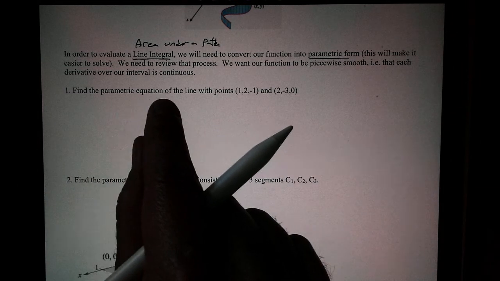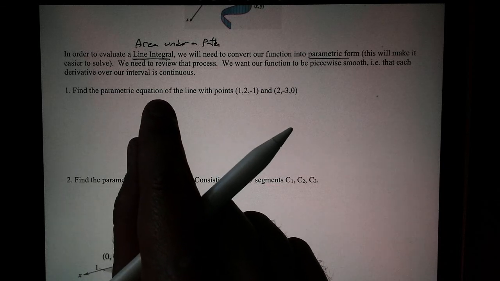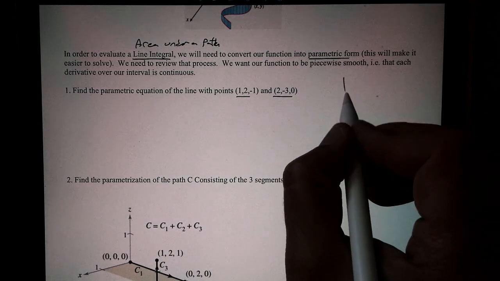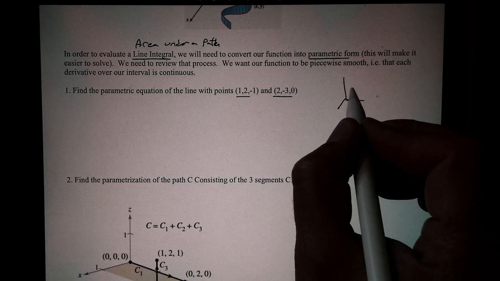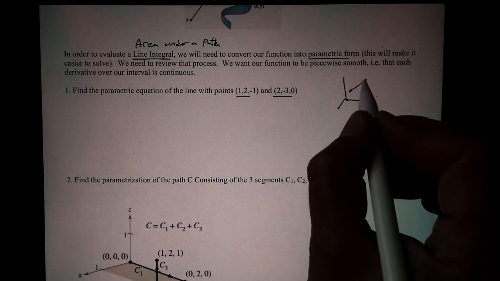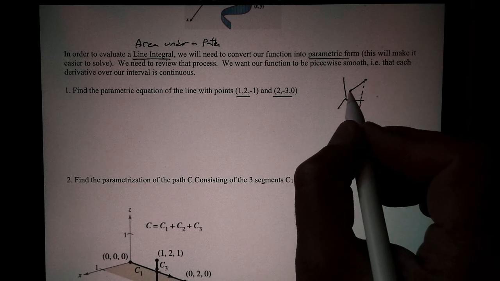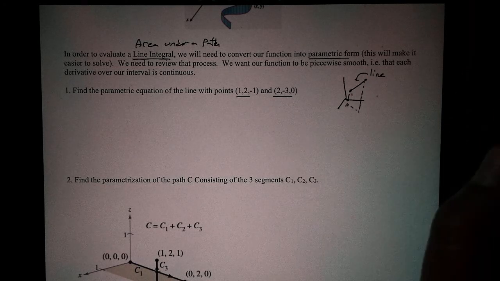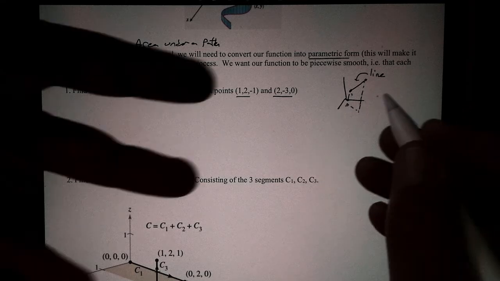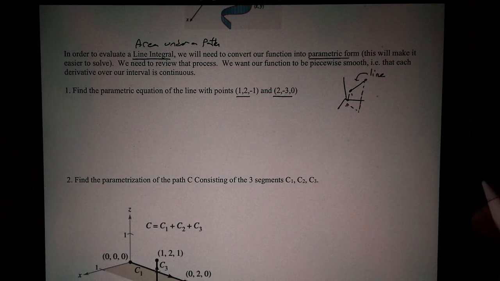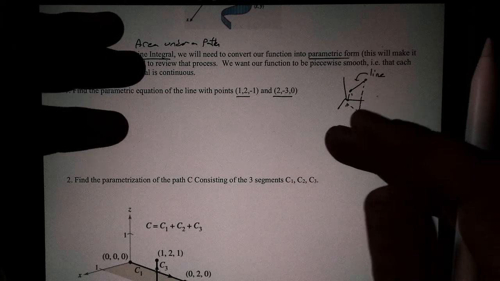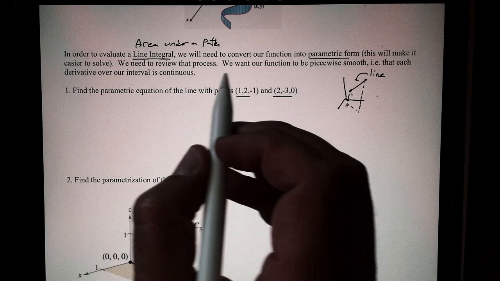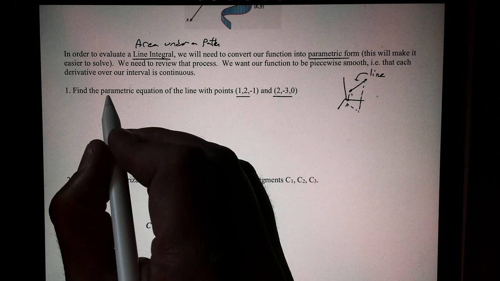So we're asked to find the parametric equation of the line with the following 2 points. We have these 2 points in 3 space, and we want to find the equation of this line. Well, in function notation, it's much harder to write this in terms of x and y. We had to use our symmetric equations. You might recall those earlier. It's easier to write the equation of a line with parametrics.